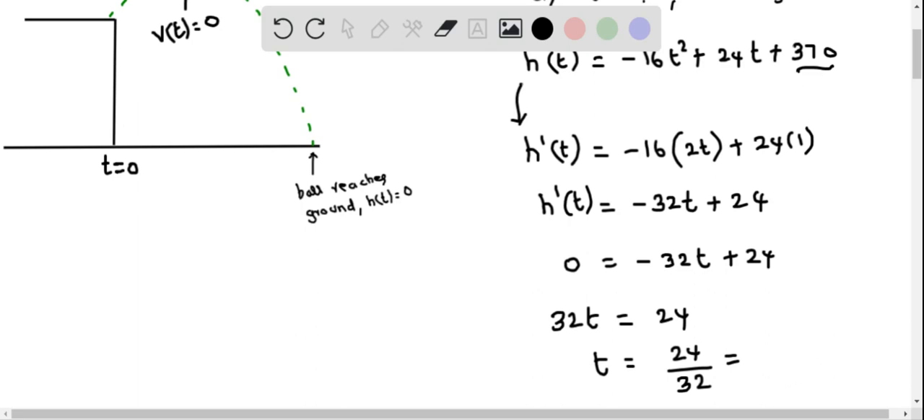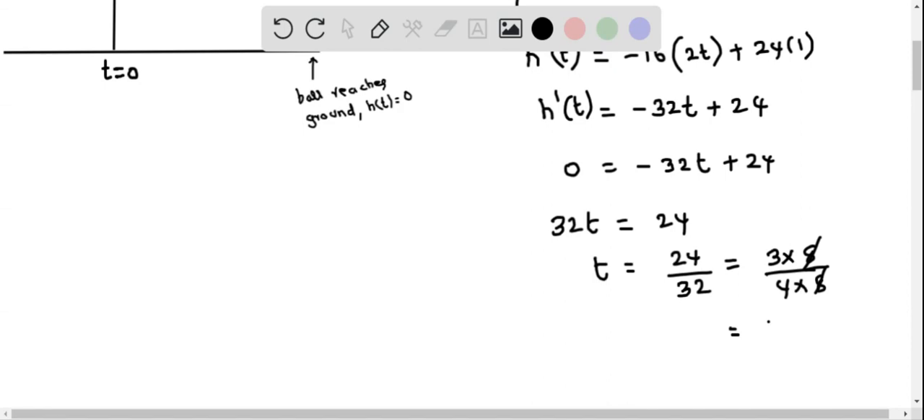or I write this 24 as 3 eighths, and this 32 is 4 eighths. So now we have this factor 8 in the numerator and denominator. They cancel out, giving us just 3 fourths. So therefore we see that at time t equals 3/4 of a second, or in terms of decimal, this equals 0.75 seconds.